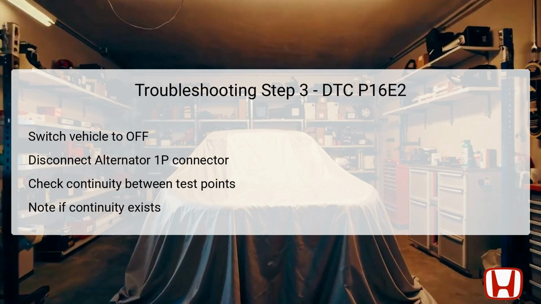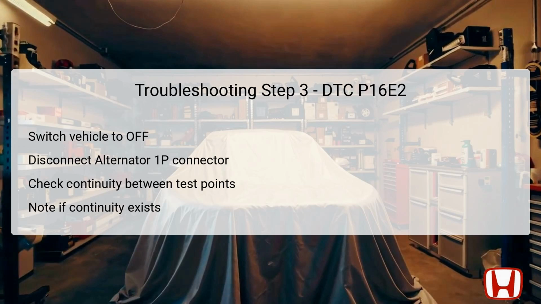In this step, begin by turning the vehicle to the off or lock mode to ensure that no electrical systems are operational, which is necessary for accurate testing. Disconnect the alternator 1P connector, which connects the alternator to the vehicle's electrical system. This disconnection is crucial as it allows for a clear assessment of any wiring continuity present.